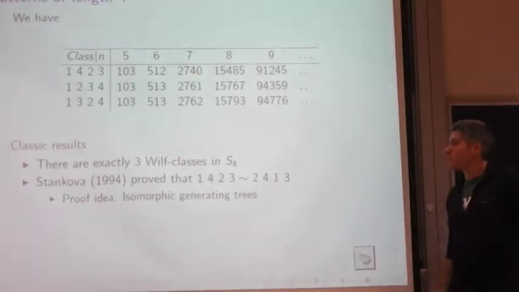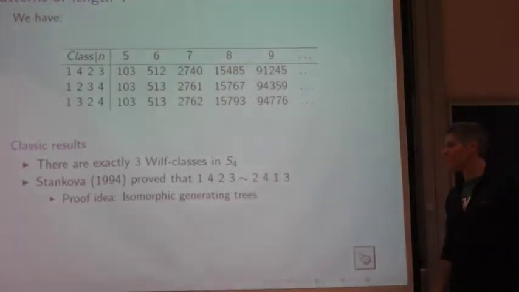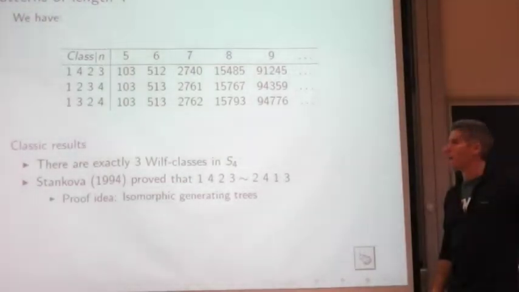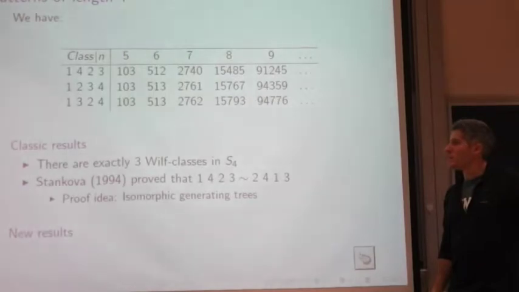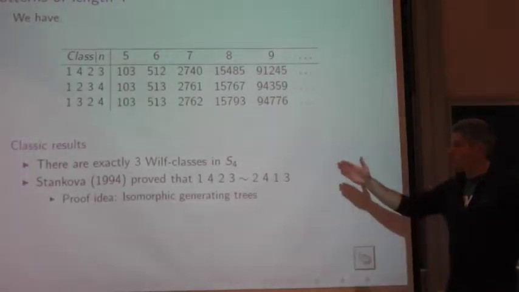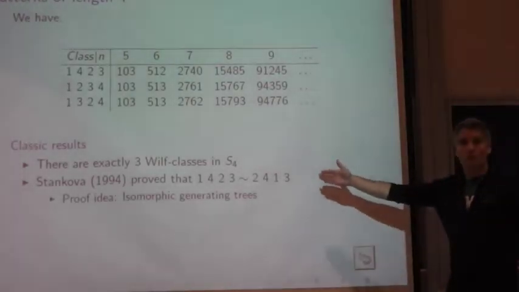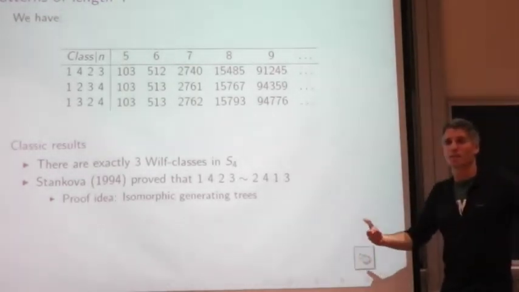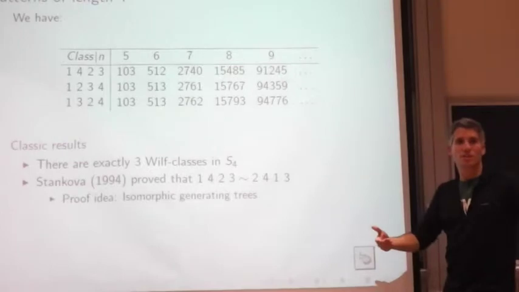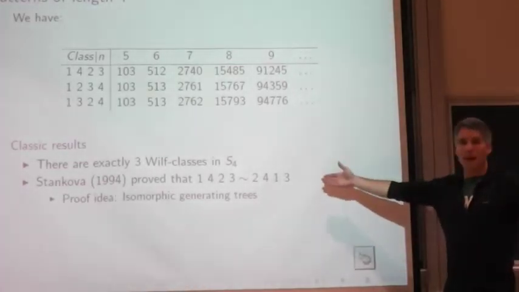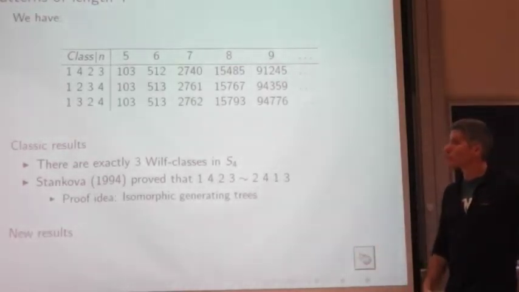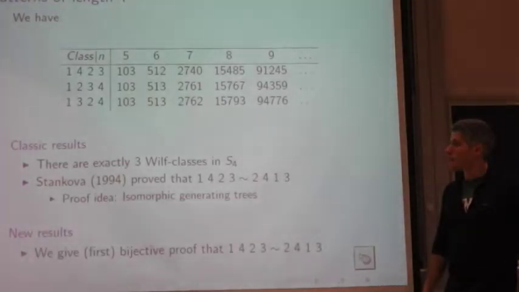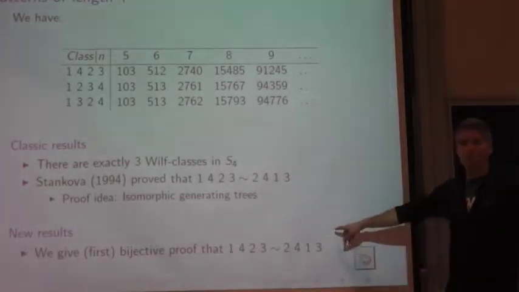The idea here used something that's not used that much these days, this idea of isomorphic generating trees. The thing is, you can show that they're Wilf equivalent by showing that they have the same recurrence, but it doesn't give you a bijection. Generally, we want bijections. So this was a non-bijective proof. And so the new result is that we give the first bijective proof of this classic fact.